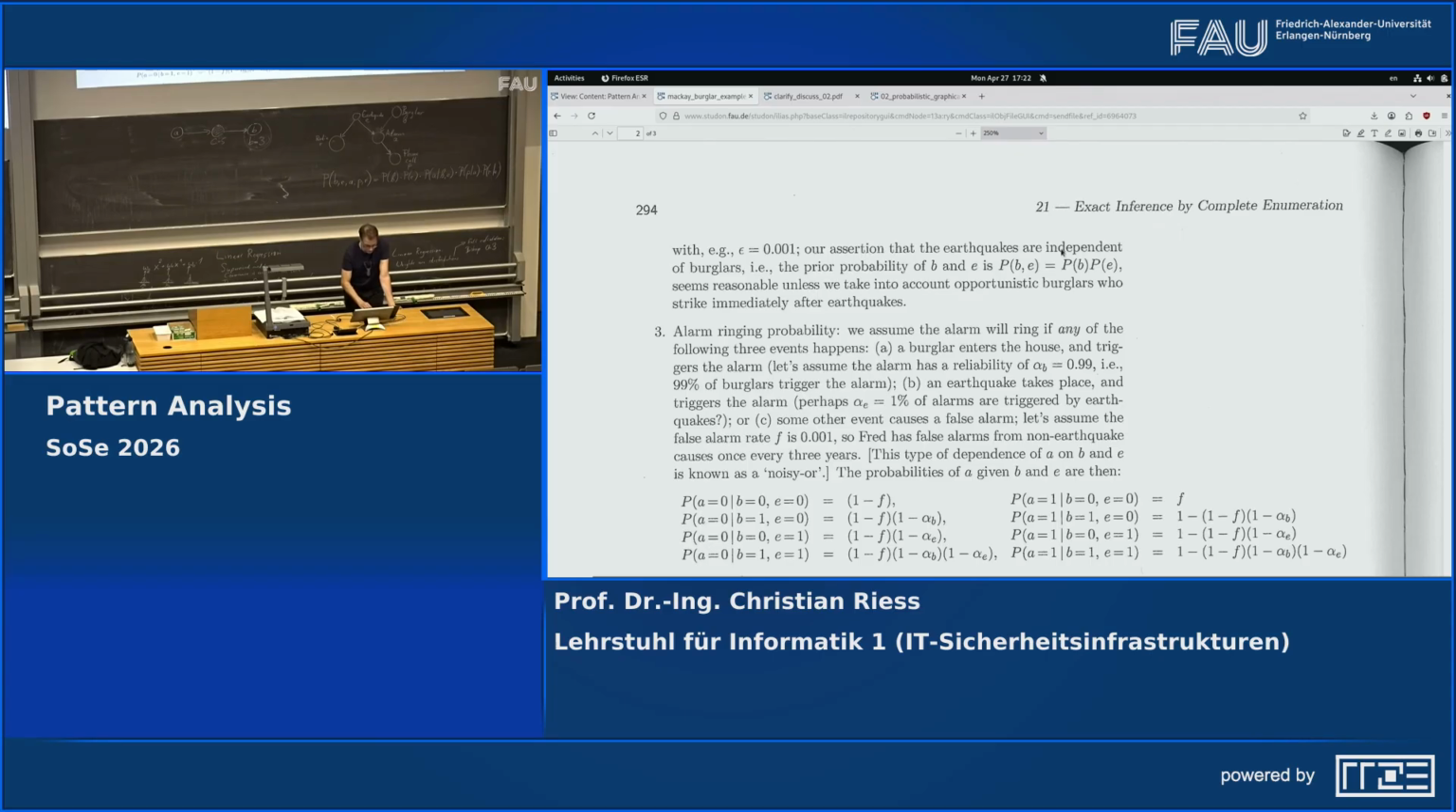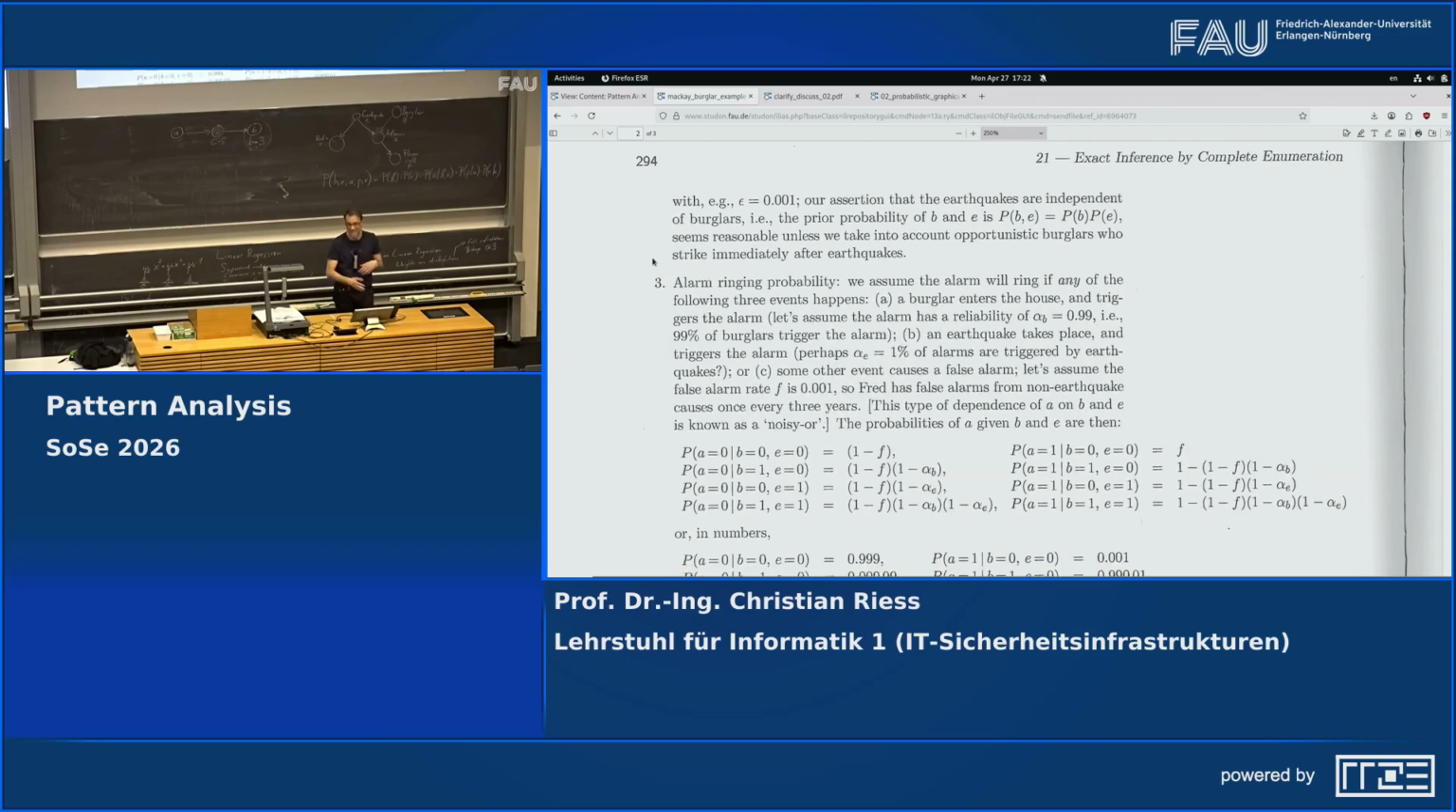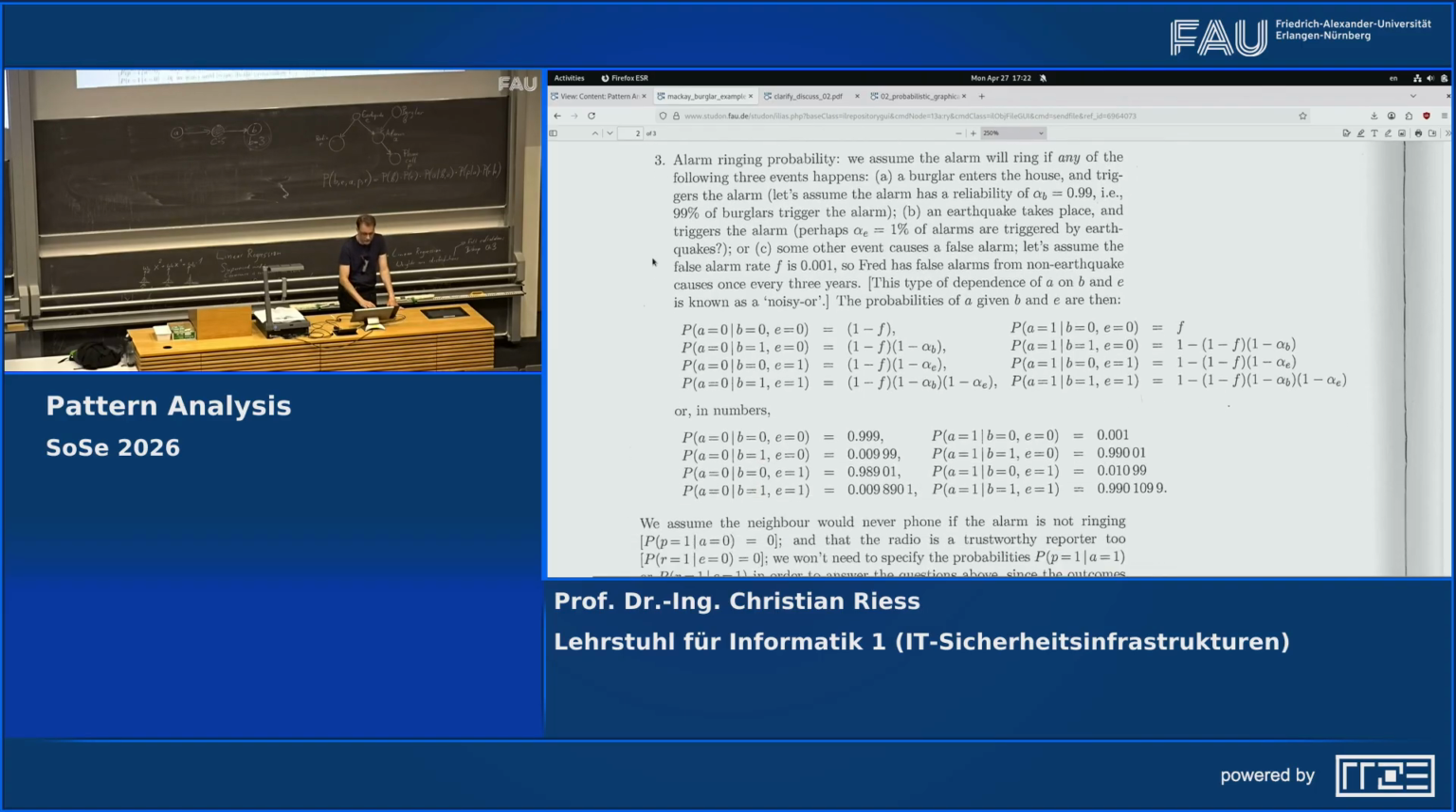Our assertion that the earthquakes are independent of burglars, that is, the prior probability of B and E factorizes into a product, probability of B times probability of E. Seems reasonable unless we take into account opportunistic burglars who strike immediately after earthquakes. And this is actually a thing, and this is a limitation of our model. But okay, let's exclude this for the time being, and let's just make it explicit that we are assuming that they are independent.